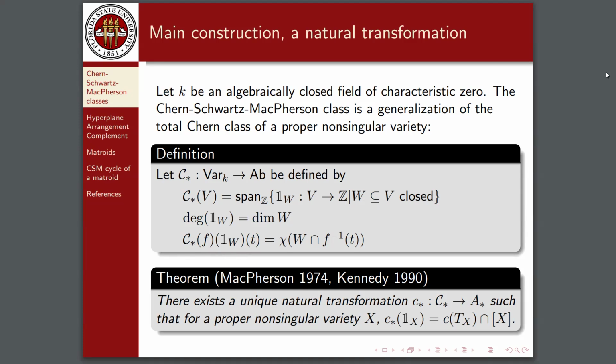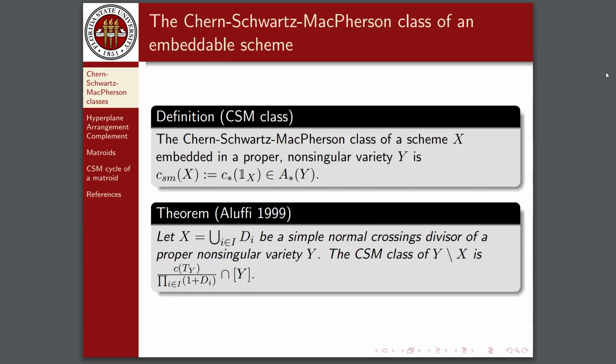Then, with this natural transformation, we define the CSM class. So if you give me a scheme that can be embedded into a proper non-singular variety, we define the CSM class of this scheme as the image under the natural transformation of the indicator function for that subscheme.